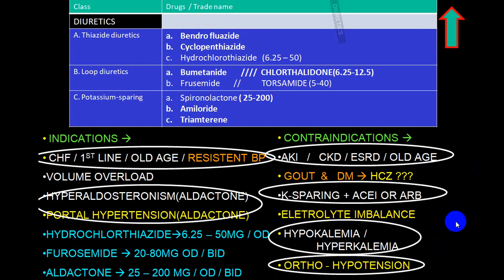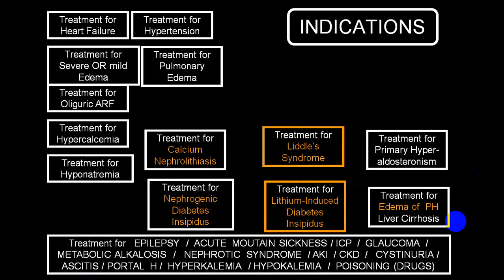There are additional advantages of diuretics in other conditions. I am keeping this slide for a second. Have a pause, go through that. It is helpful in heart failure, hypertension, severe edema, pulmonary edema, acute renal failure. We give a booster dose, or what we call a therapeutic dose, in hypercalcemia, hyponatremia, calcium nephrolithiasis, nephrogenic diabetes insipidus, Liddle syndrome, lithium-induced diabetes insipidus, primary hyperaldosteronism, edema of pulmonary hypertension or portal hypertension, liver cirrhosis, also in case of epilepsy, acute mountain sickness, raised intracranial pressure, glaucoma, metabolic alkalosis, nephrotic syndrome, AKI, CKD, cystinuria, ascites, portal hypertension, hyperkalemia, hypokalemia, poisoning, etc.